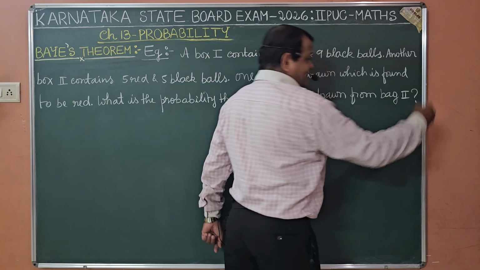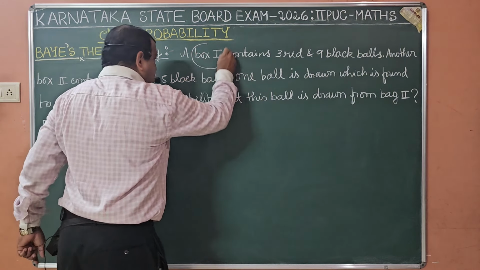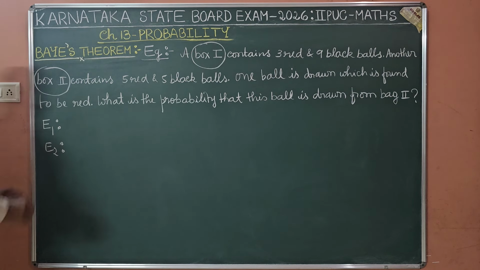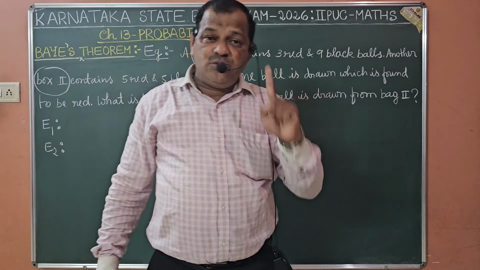Now, suppose this is the question. I will first tell you there are 2 events, E1 and E2. There are only 2 boxes, box 1 and box 2. So event E1 is selecting box 1. What is P of E1? How many boxes are there? 2, so the denominator is 2. How many boxes do we select? 1. So half.